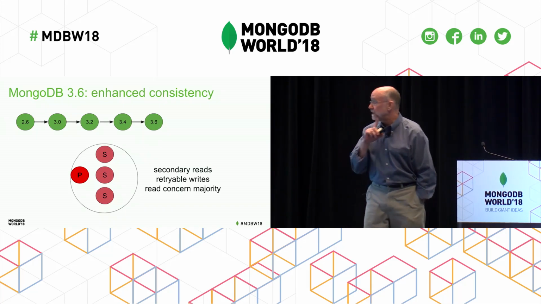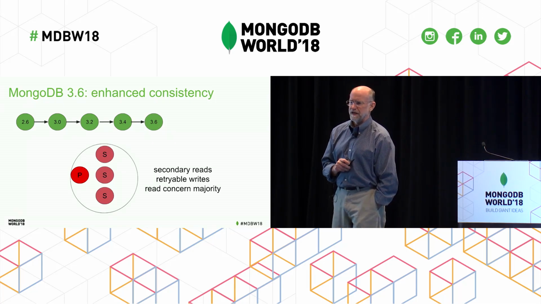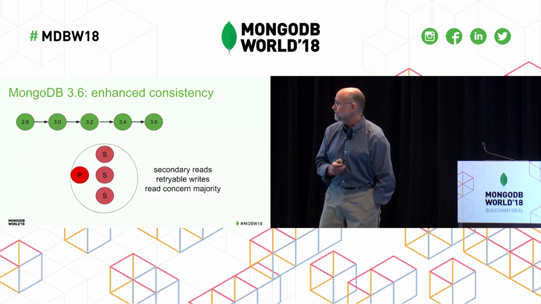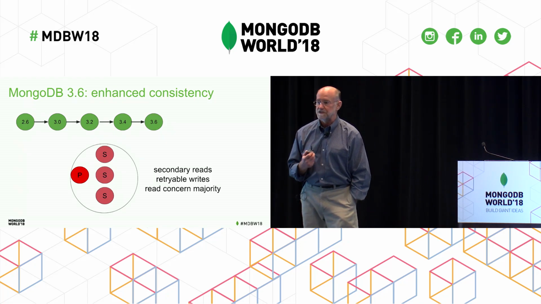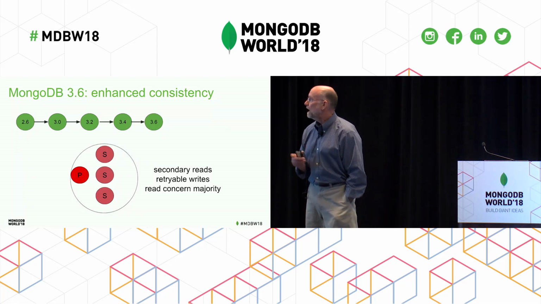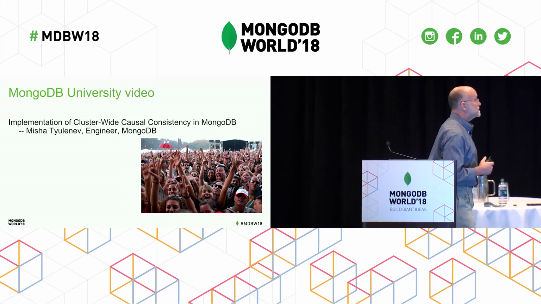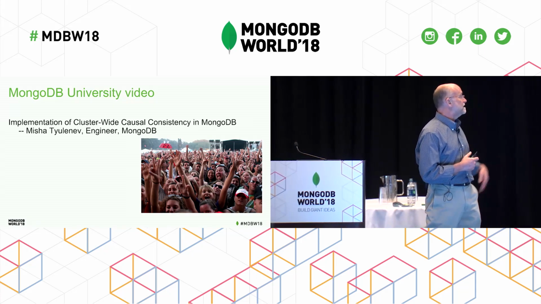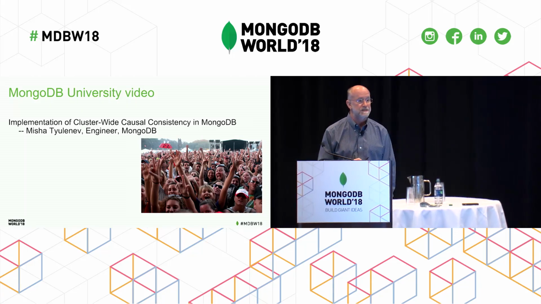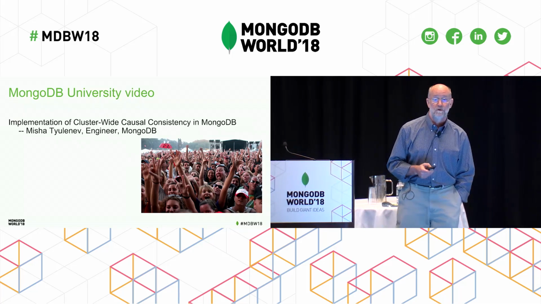We also fixed read concern majority. That was originally implemented using a feature called WiredTiger named snapshots. And in 3.6, we fixed that so that we could turn it on in all cases. So essentially, that was a tuning feature. If you're interested in causal consistency in general, how this is done, Misha Tulaney, who's an engineer at MongoDB, did a university video, the implementation of cluster-wide causal consistency. If you're interested in causal consistency, this is a great video. I really recommend it to you.